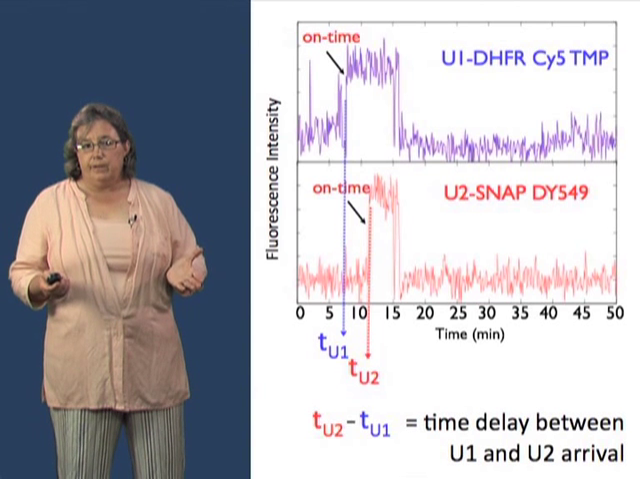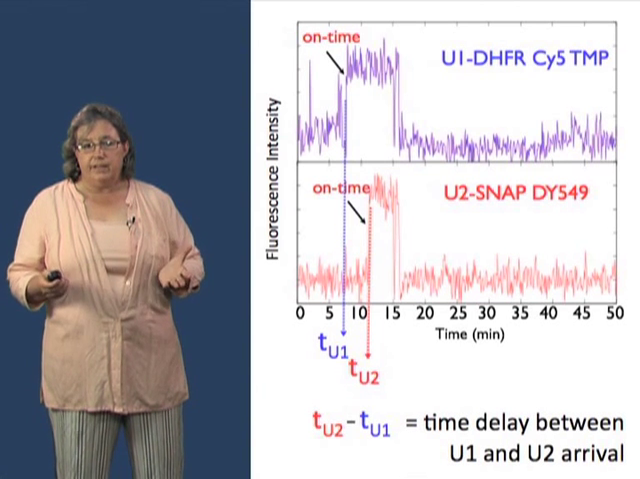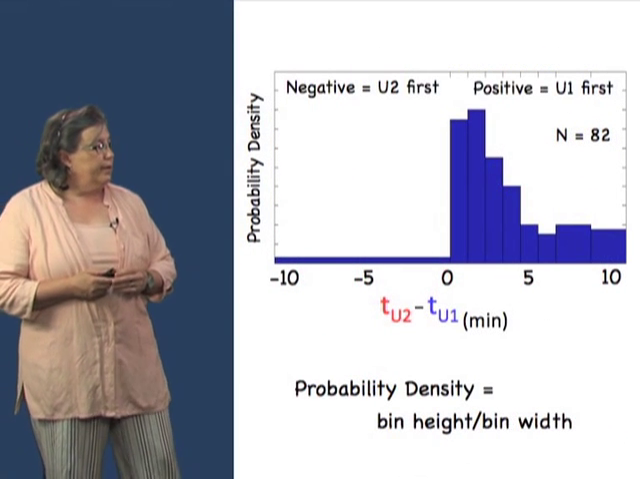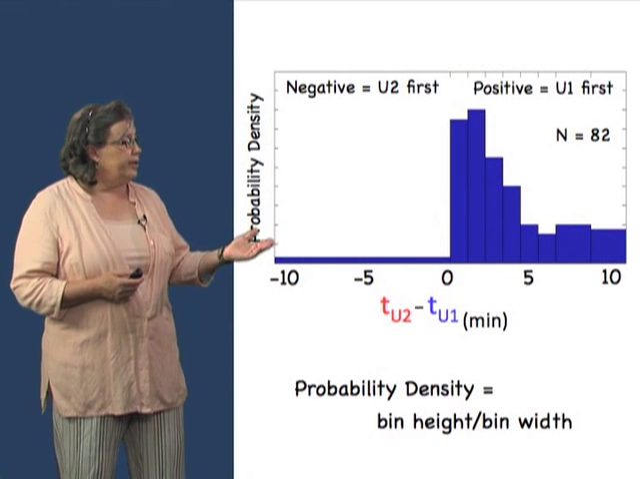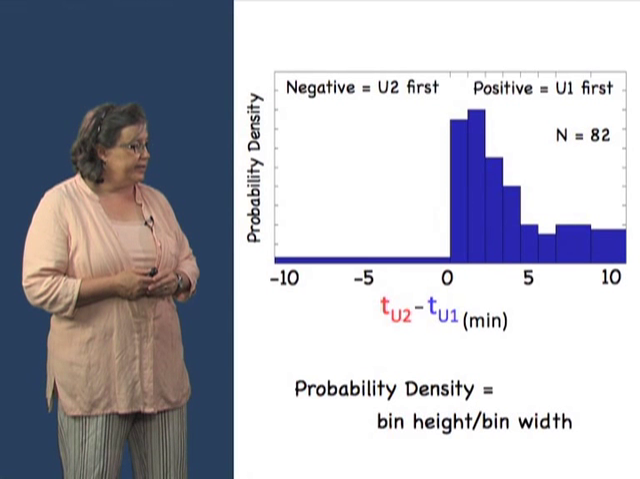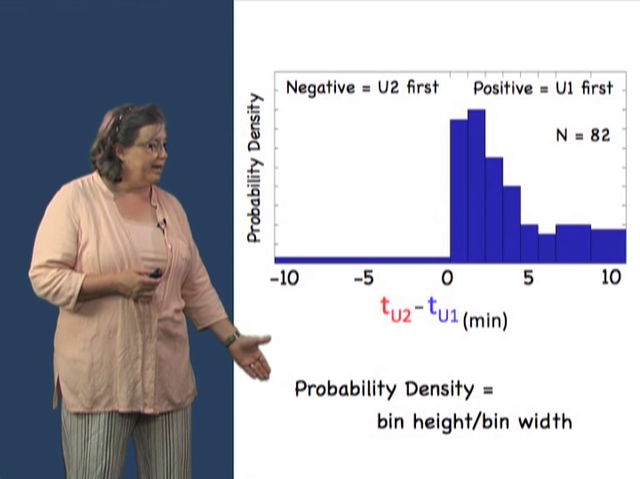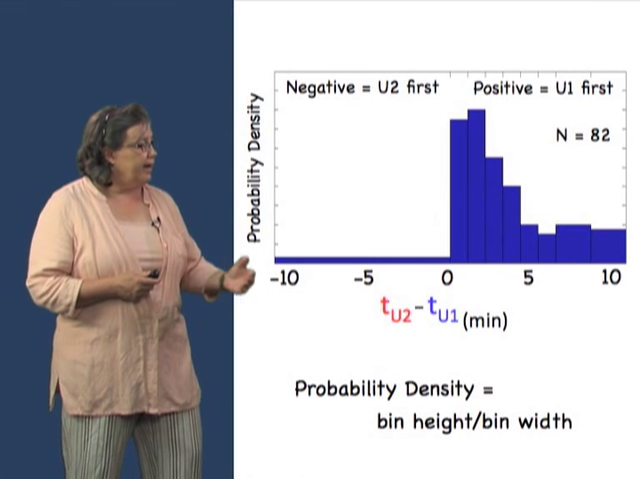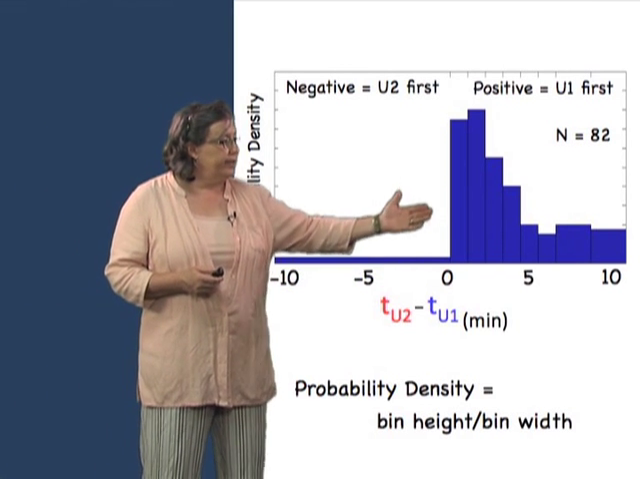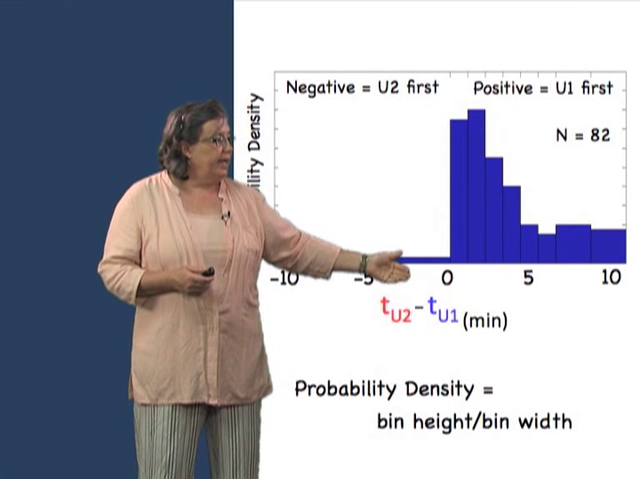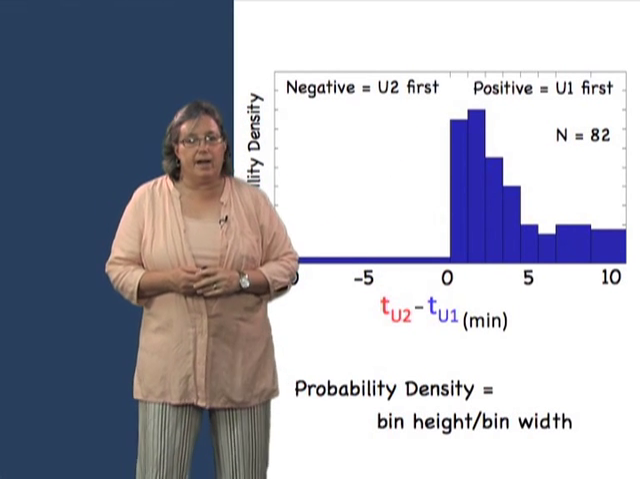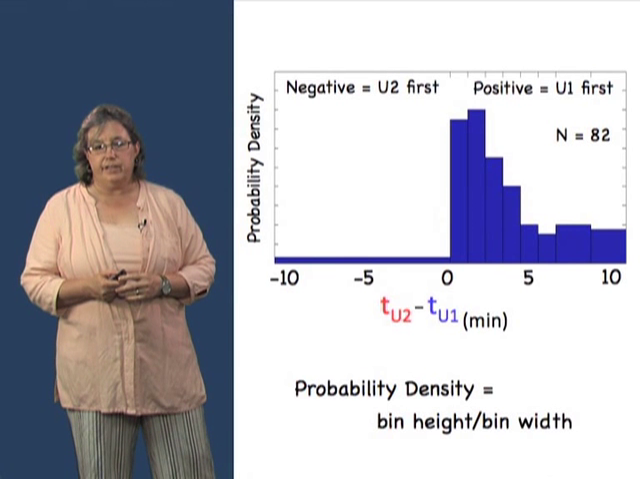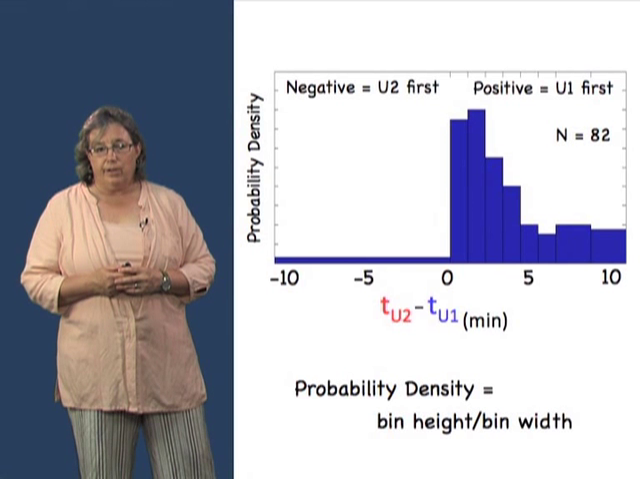And then we can look at this number over many different pre-mRNA molecules. This is a so-called probability density plot. It's a bar graph where the probability density is the bin height divided by the bin width. The important thing to see is that here we're looking at 82 different molecules, and almost all of them had a positive number for this TU2 minus TU1. So that means that on almost all of them, U2 came after U1.